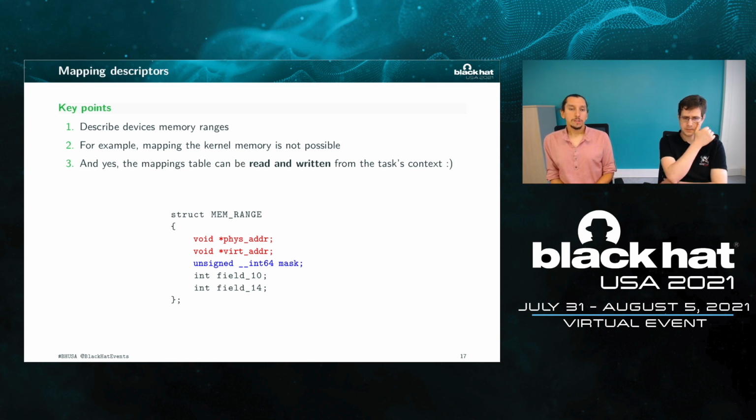So each structure is a kind of a mapping between a physical memory and virtual memory, and we also have what we have called a mask that is used to tell to the API which memory range you want to map into memory. And yes, these structures are defined in a readable and writable memory of the task.